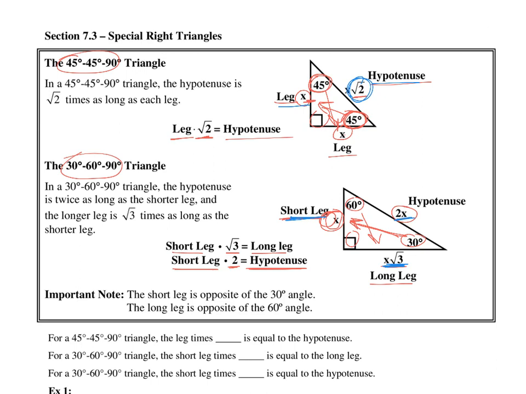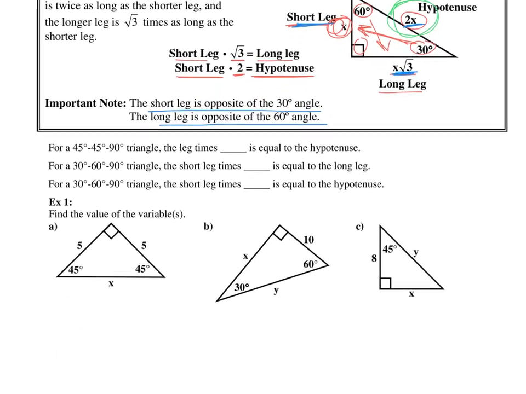A lot of students confuse these two. For a 30, 60, 90, it's just 2. For a 45, 45, 90, it's the square root of 2. A couple of important notes here: the short leg is opposite the 30-degree angle, and the long leg is opposite the 60-degree angle. Just wanted to emphasize that one more time.